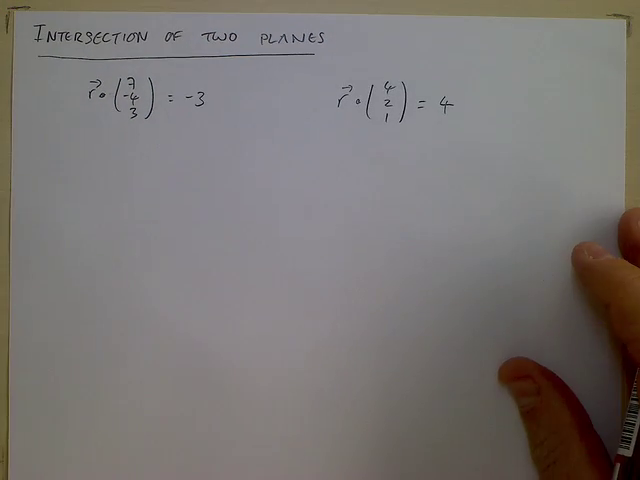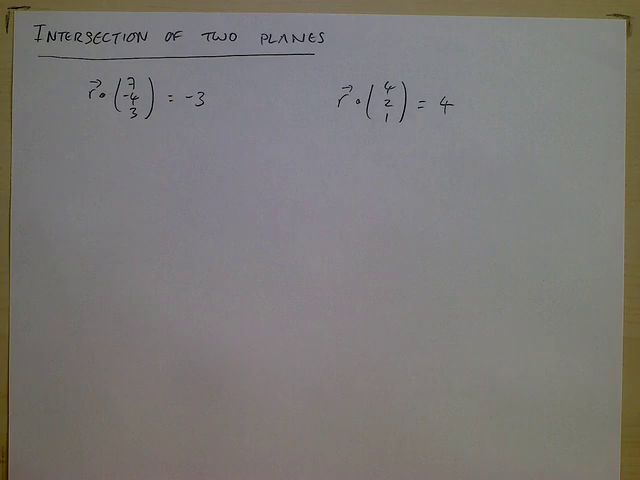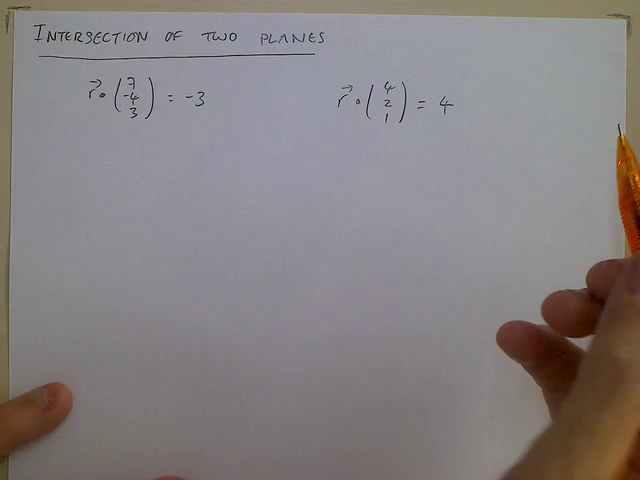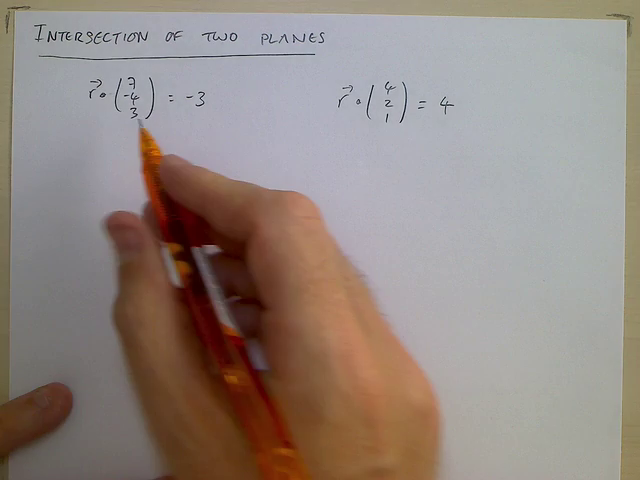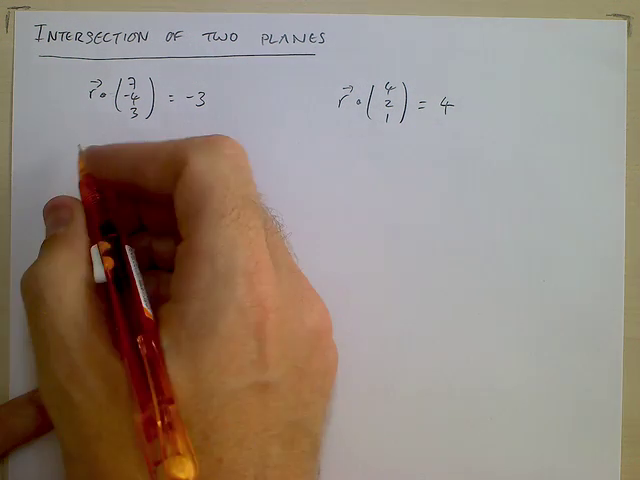Okay, in this example, I'm going to find the intersection of two planes. Before I start, I have to understand that if I intersect two planes, I'm going to get a line. So what I'm looking for is a line and not a point. Now, for this procedure, I'm much happier having my planes written in Cartesian form.